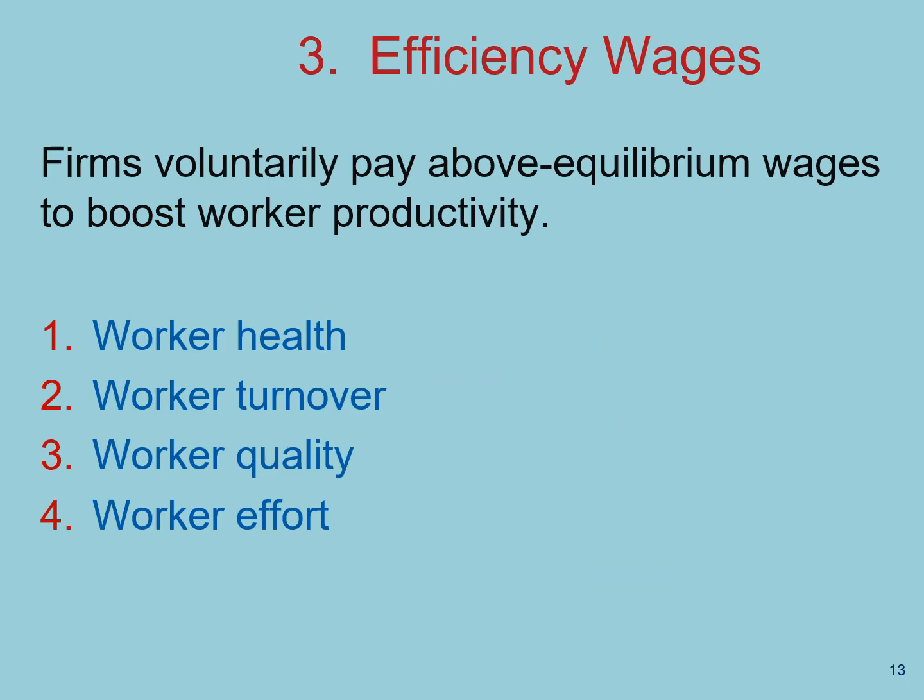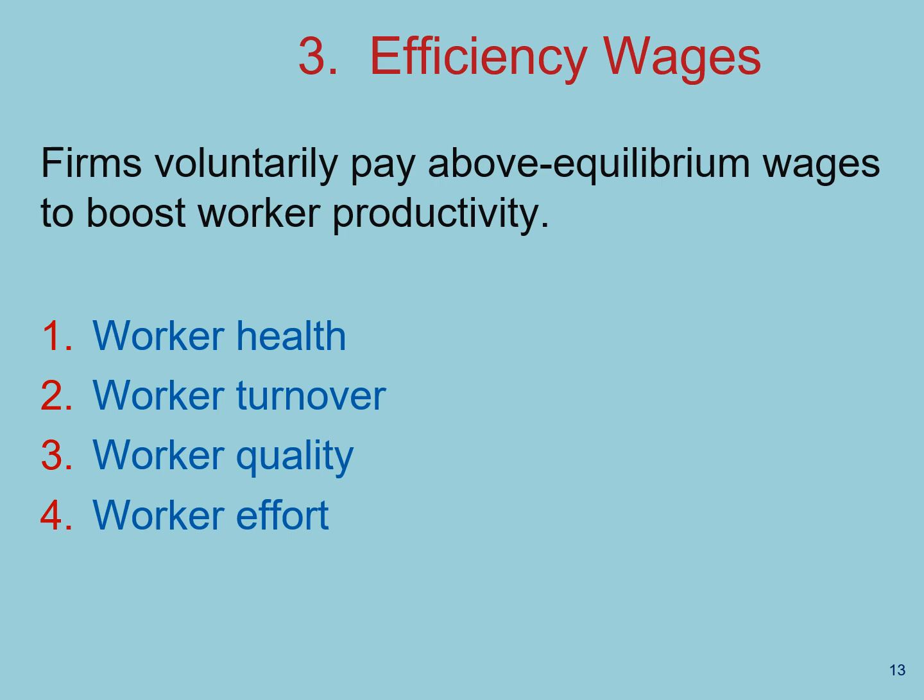And lastly, another reason is efficiency wages. Efficiency wages are wages that firms pay voluntarily to boost worker productivity. And there are 3 reasons why companies might do that. Number 1 is worker health. In less developed countries, poor nutrition is a common problem. Paying higher wages allows workers to eat better, makes them healthier and more productive. Number 2, worker turnover. Hiring and training new workers is costly. Paying high wages gives workers more incentives to stay, and therefore reduces turnover.